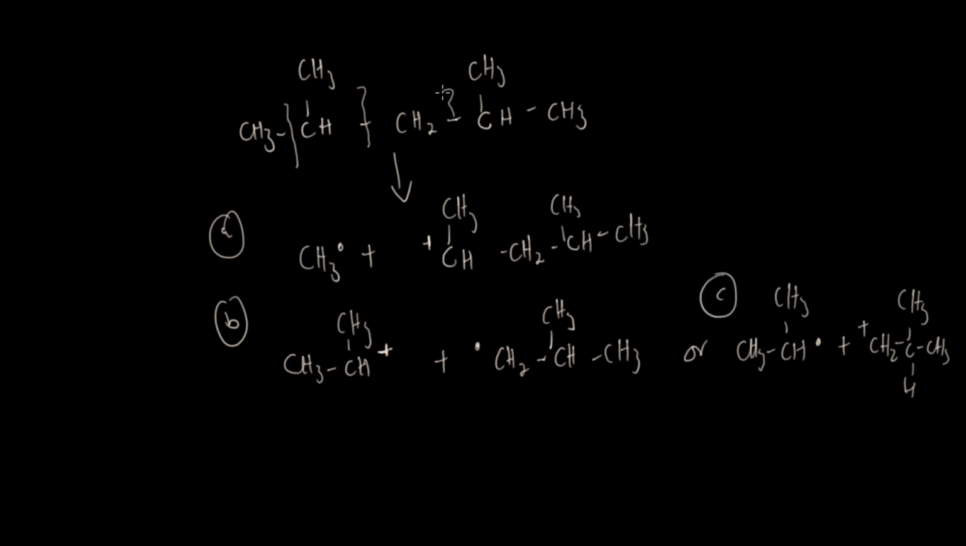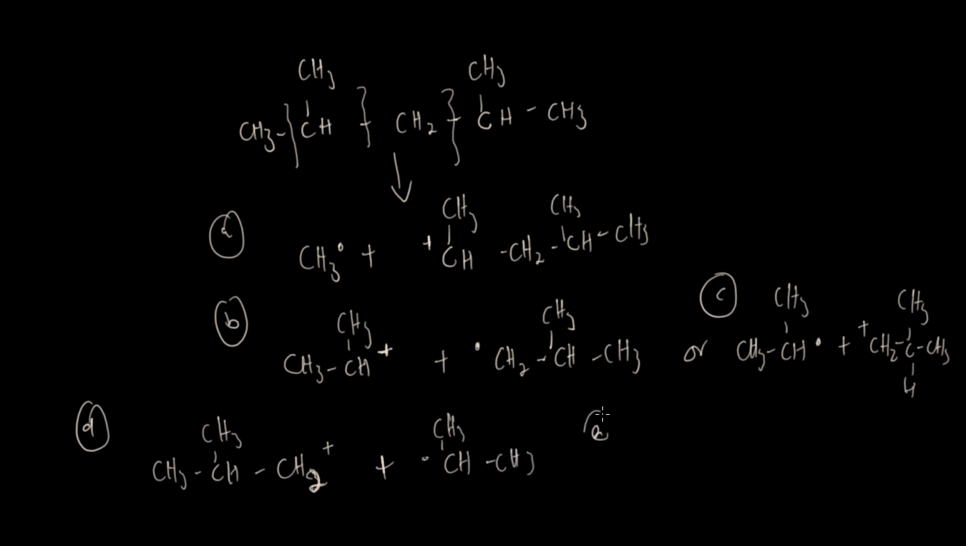We also can have another situation where the bond is broken here. Call this D. We have CH3, CH, CH3 and then CH2. We can have this be the plus part and the other part, CH3, CH3, the radical. Or we can have CH3, CH, CH3, CH2 as the radical and the other one the cation. So we can have different cases like this.